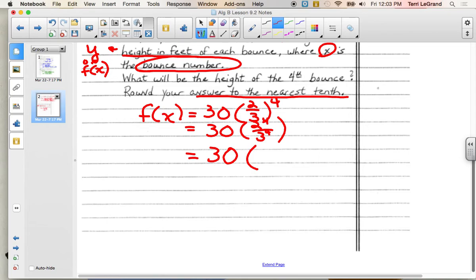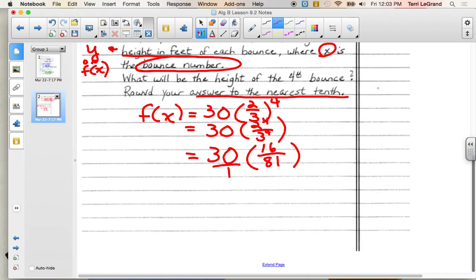What's 2 to the fourth power? 16. What's 3 to the fourth power? 81. Okay. So 30 times 16/81. Guess what? We can make this into a fraction by putting the 30 over 1.